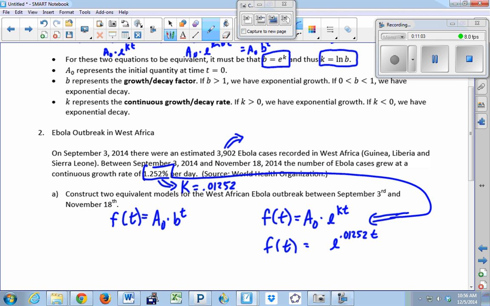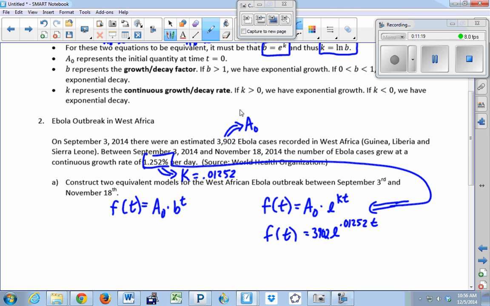Right, 3,902 is your initial number of people that were recorded with Ebola on September 3rd. So 3,902, right. So that's the model we could use if we use the continuous growth rate. Okay, and again, when you read a problem, you have a choice between these two models.